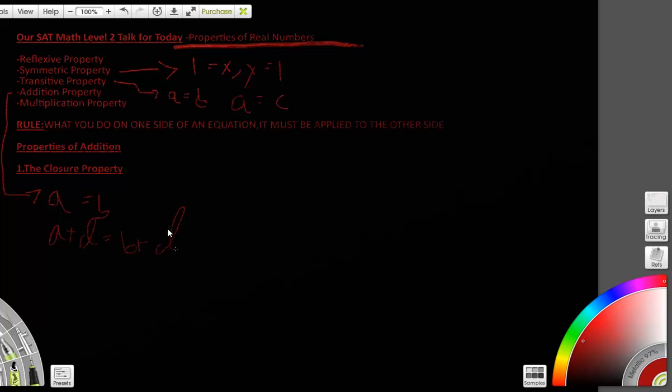Now let's move on to the multiplication property. The multiplication property is the same thing, except it doesn't deal with addition. Instead, it deals with multiplication. So we're going to replace the addition sign with multiplication, and this addition sign with another multiplication.